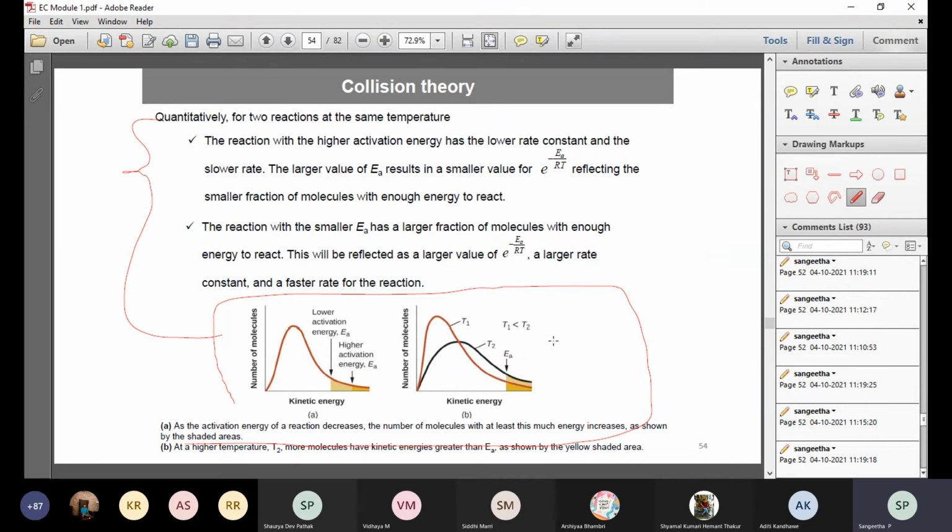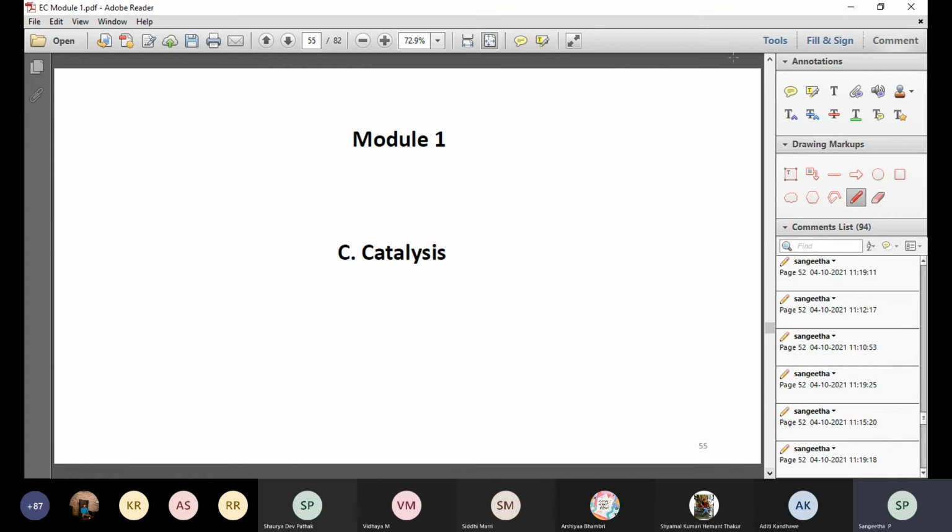So this can be reflected the other way, and you can see how the reaction actually goes. As the activation energy of a reaction decreases, the number of molecules with at least this much energy increases, as shown in the shaded area. So this is just a representation. And at a higher temperature, more molecules have kinetic energies greater than this, and it is also shown in the shaded areas and the normal one. So with respect to the higher and lower activation energy, the reactant molecules behave accordingly.